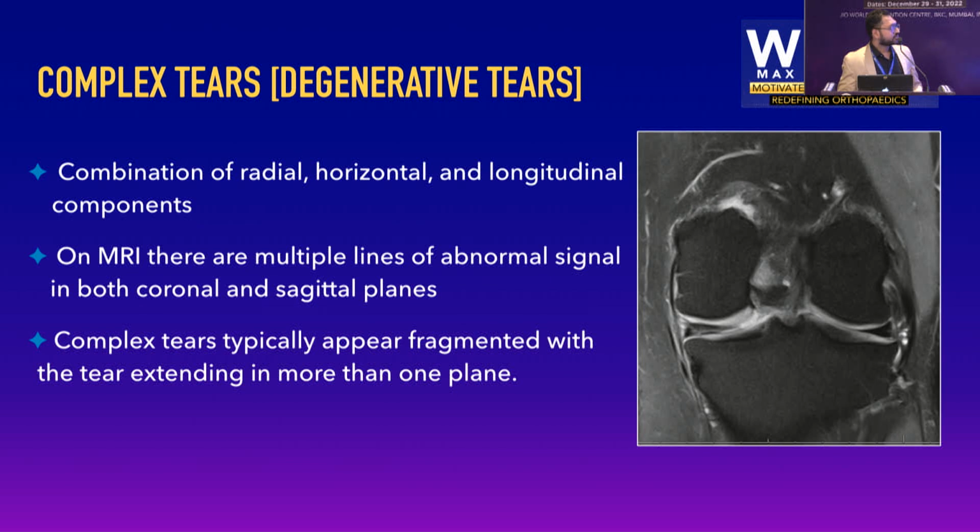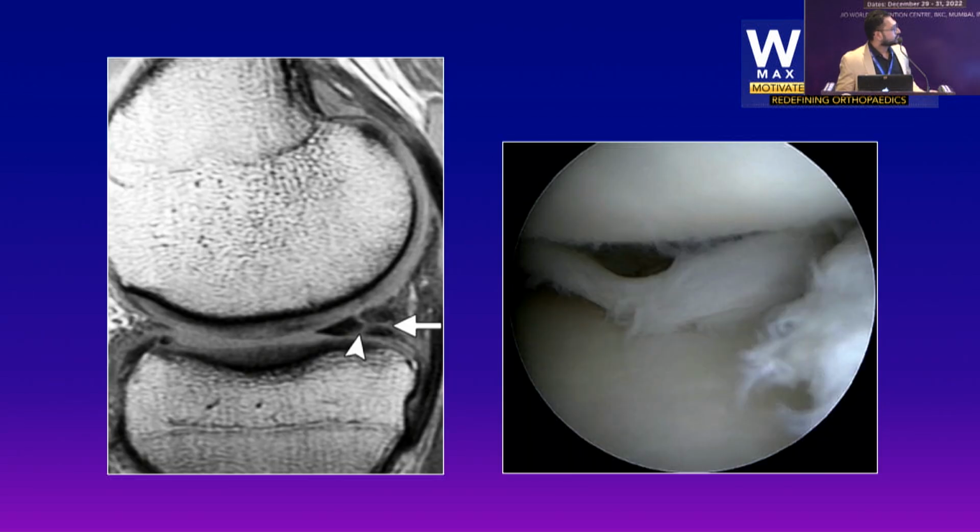Then last comes the complex tears, where more than 2 patterns are involved. That is the longitudinal tear, the radial tear. Here the appearance is fragmented. Also you can see arthroscopic correlation that the meniscus is frayed and all the patterns are involved. Here you can see the bucket handle component is there, radial component is also there.